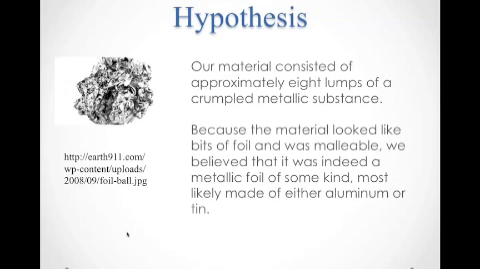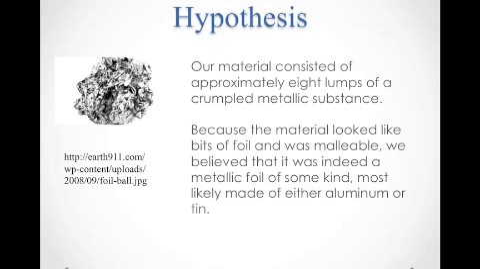And when we received our mystery metal, it looked kind of like a crumpled up foil. It was fairly malleable and it came in these just tiny crumpled up nuggets, and we thought that since it was malleable and crumpled, it had originally been some sort of thin sheet or a foil. So we hypothesized that it was either aluminum or tin.